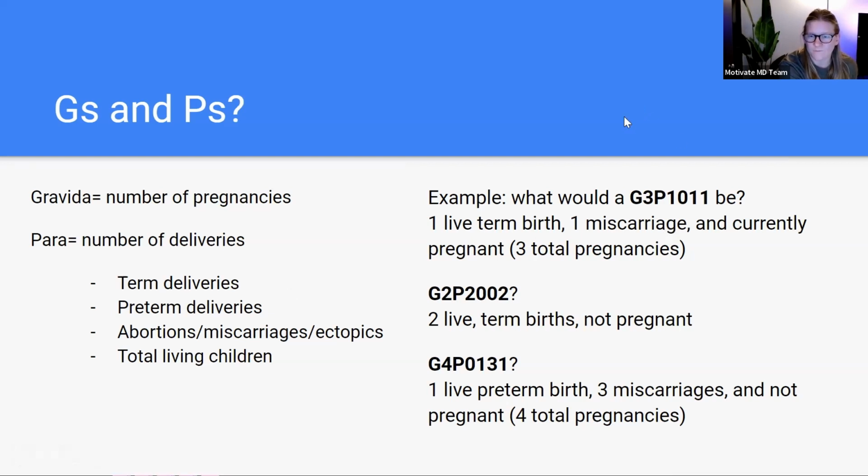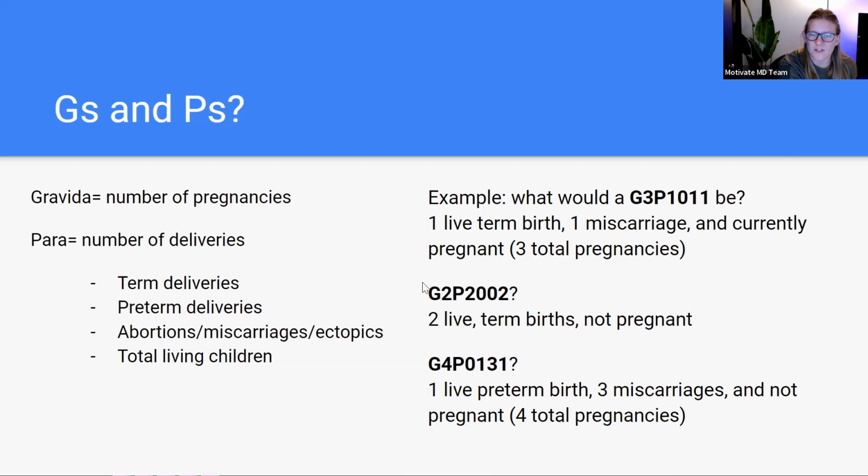So for example, if we had a patient that is a G3 P1011, that would mean that they would have 3 total pregnancies, 1 live term birth, so born at term, no preterm births, 1 miscarriage or ectopic or abortion, and then is also currently pregnant. So when you add up all these numbers together, you should get 3 in the front.